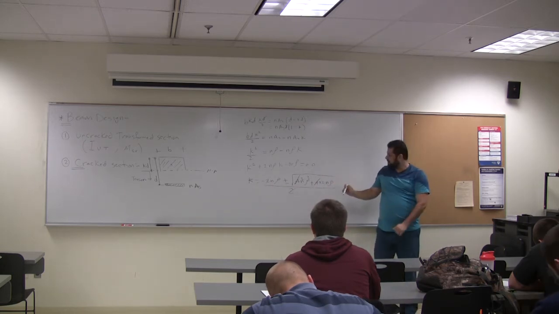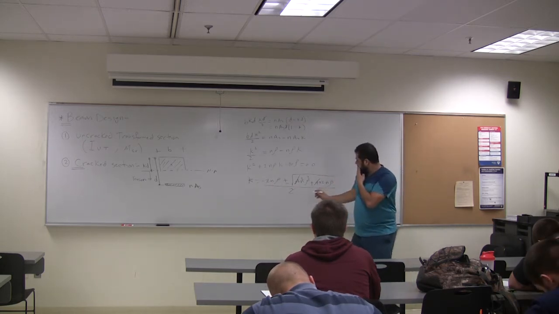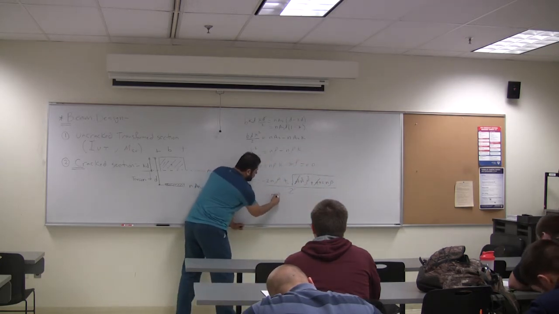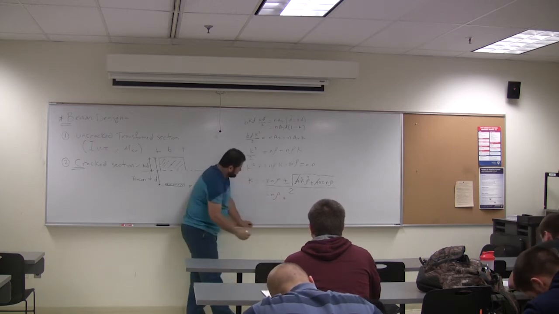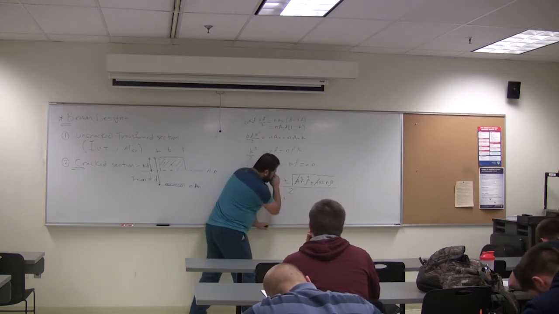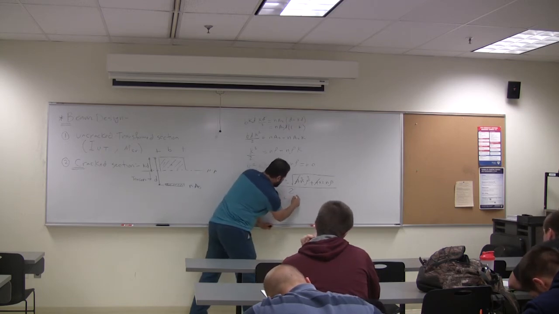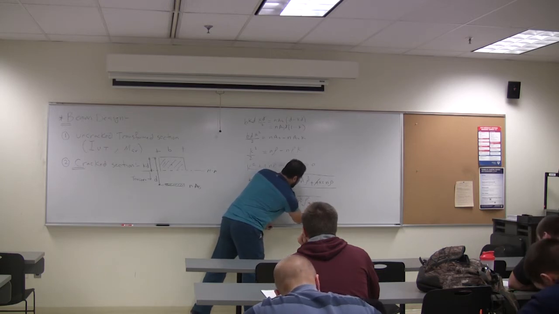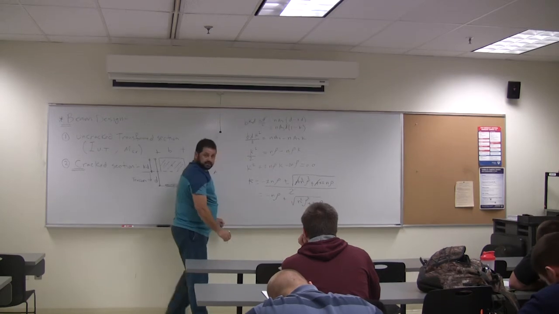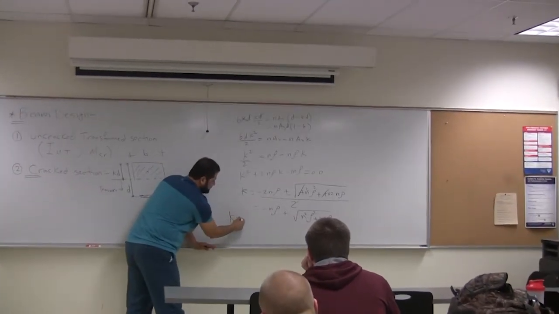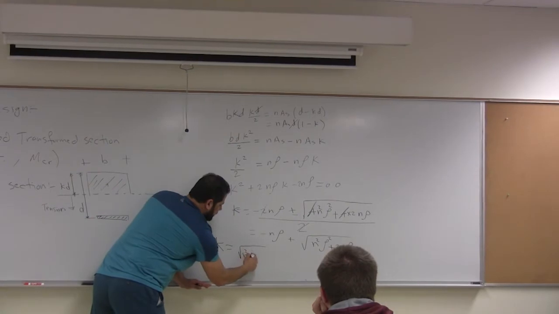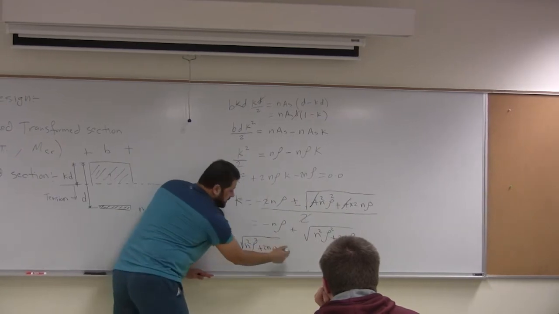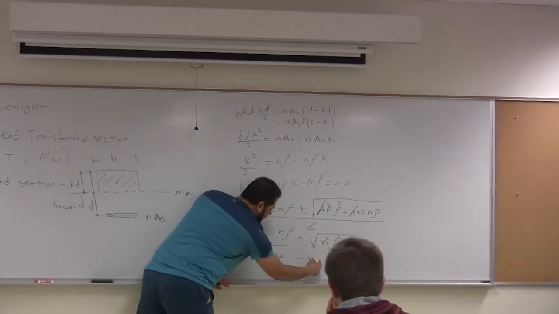You agree? Now, what do we have? We have equals minus n rho plus the square root of n squared rho squared plus 2 n rho. So K is the square root of n squared rho squared plus 2 n rho, that's under the square root, minus n rho.